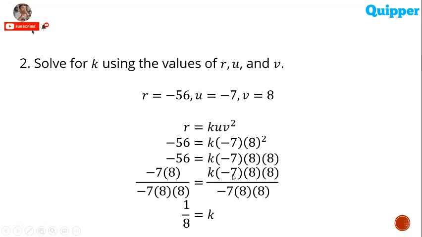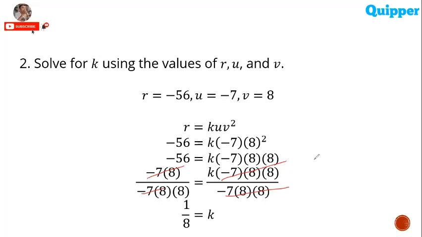With this, you can divide both sides by -7, 8, 8. So you can cancel this out because it's just equal to 1. You'll have k. Then from here, this is just 1/8. Or if you want to solve that, you can.